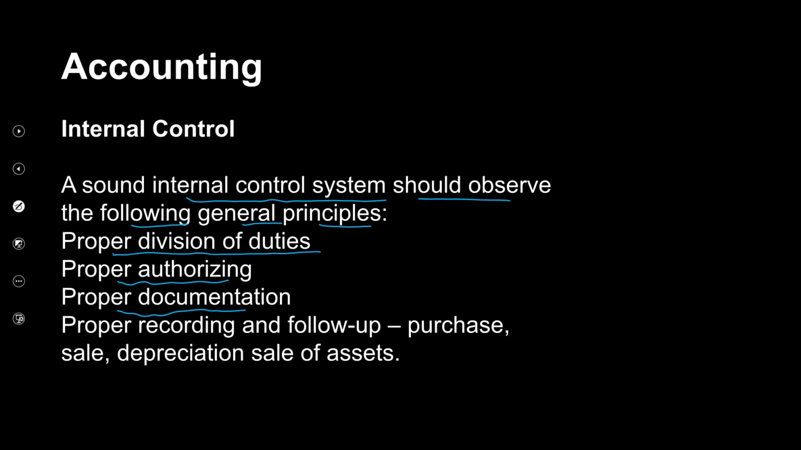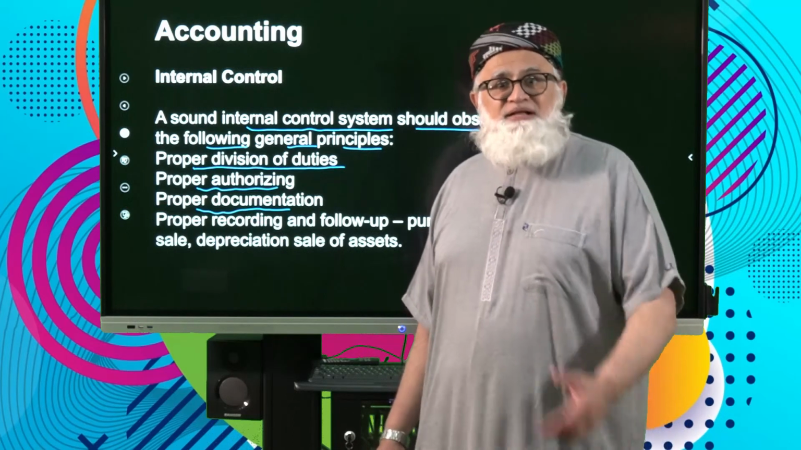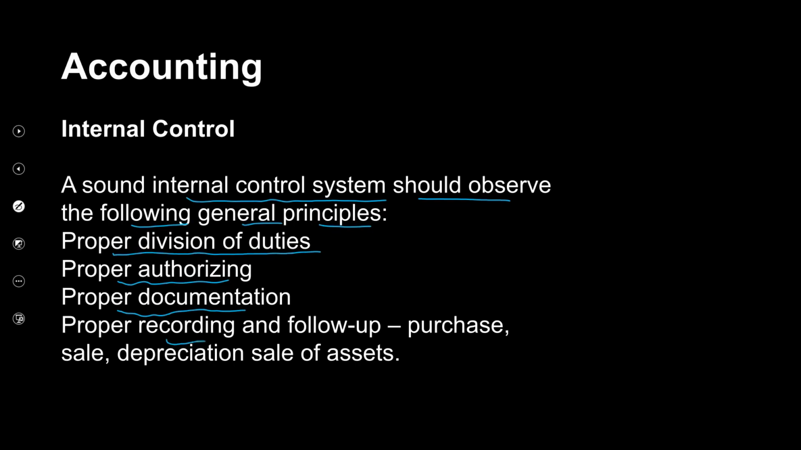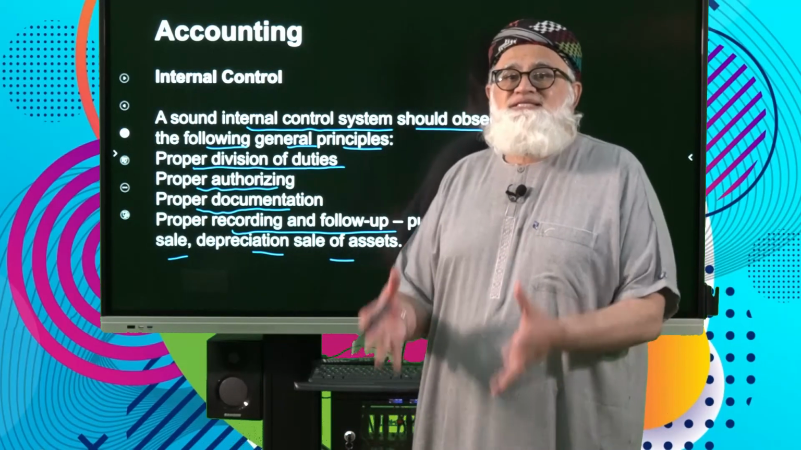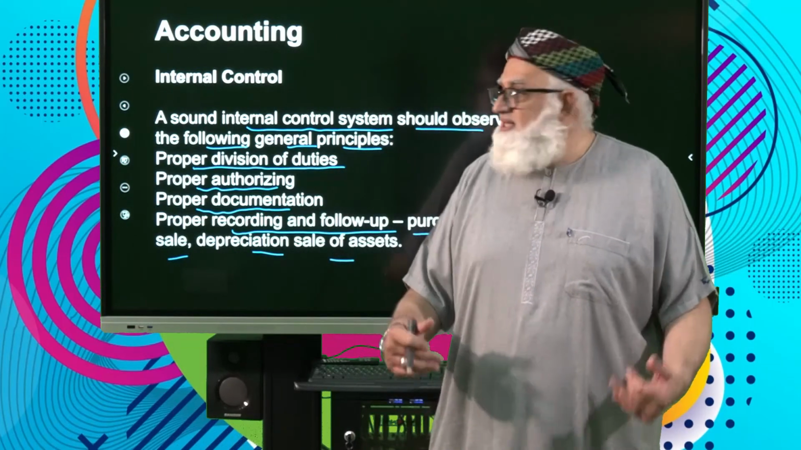Documentation, very, very important. There has to be documentation for the asset in terms of the order copy, the final figure that will have to be paid for it, the invoice, the terms, etc. Proper recording and follow-up, the purchase, the sale, the depreciation, and obviously the resale or the disposal of the old asset if necessary. So you can see, guys, there has to be proper internal control processes in place.